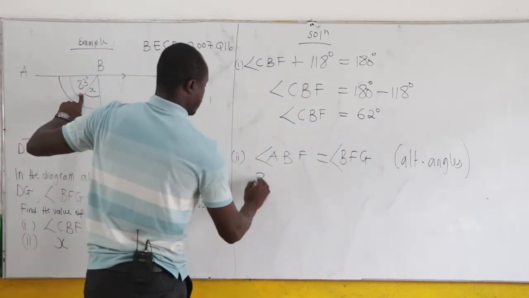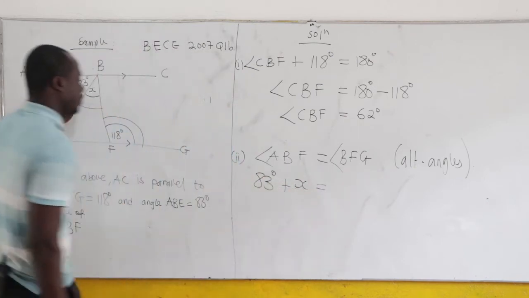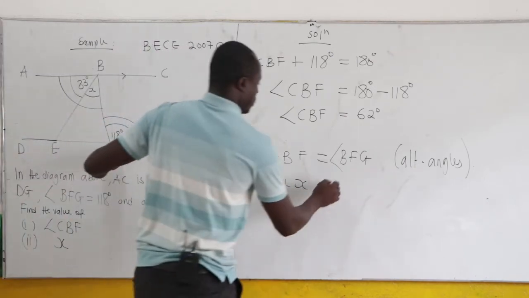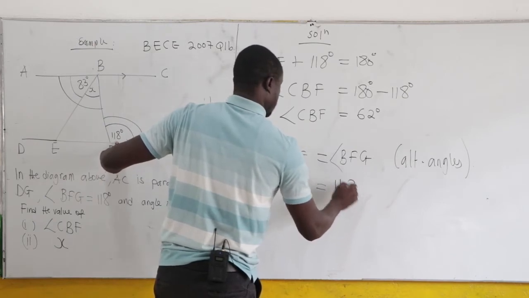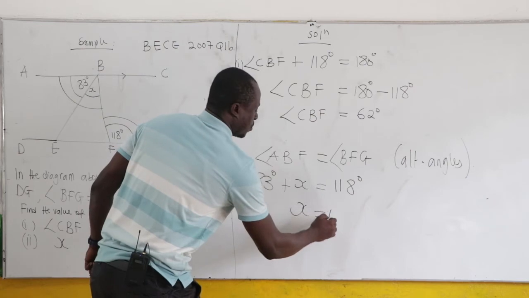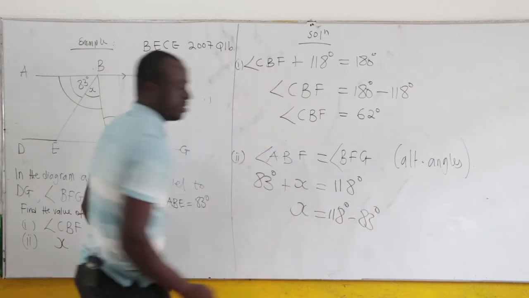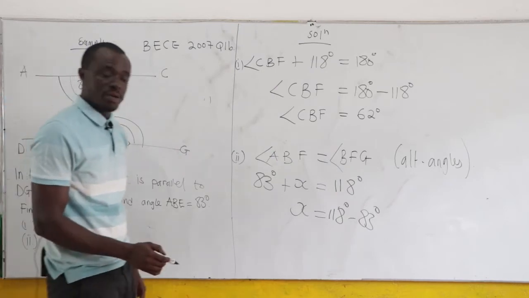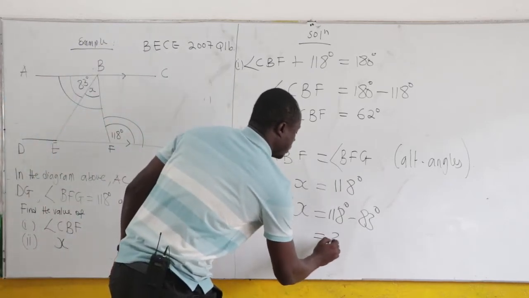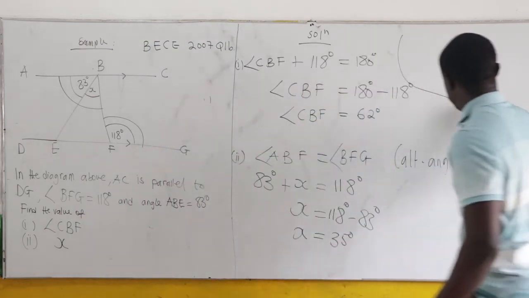Now, what is ABF? ABF is the same as 83 degrees plus x. What is BFG? BFG is 118 degrees. So clearly our x is 118 degrees minus 83 degrees. What is 118 degrees minus 83 degrees? This is just 35 degrees.